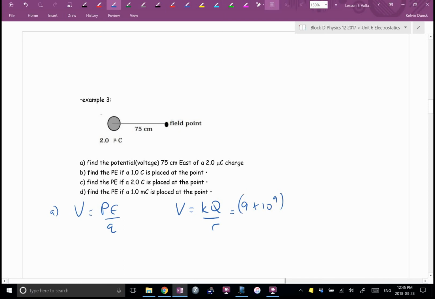Times the charge. Now, put a negative here temporarily in front of the 2. Can I have a negative voltage? Oh, heck yeah. It's going to be negative 2 microcoulombs all over 0.75. What do you get? Voltages typically will be in the hundreds or in the thousands or in the tens of thousands. Rarely in the hundreds of thousands.